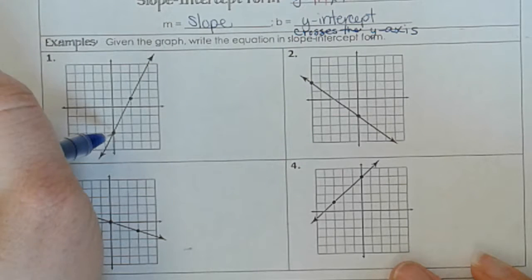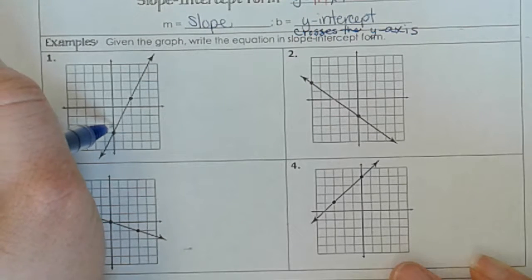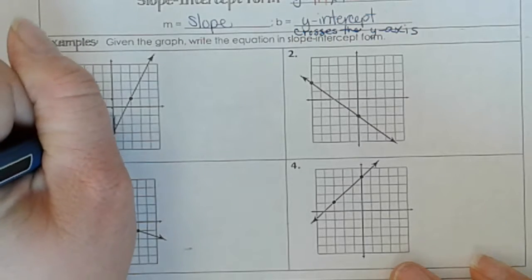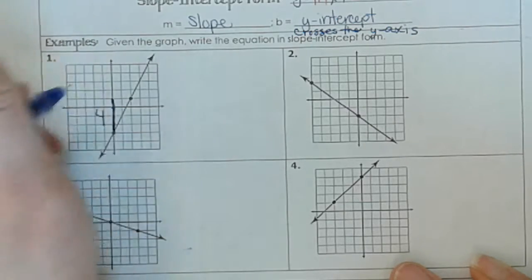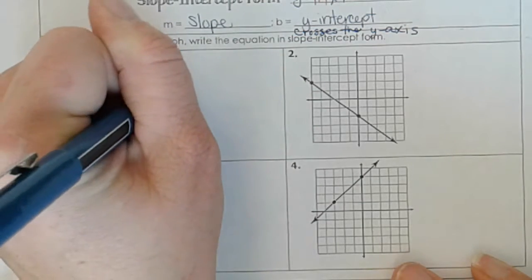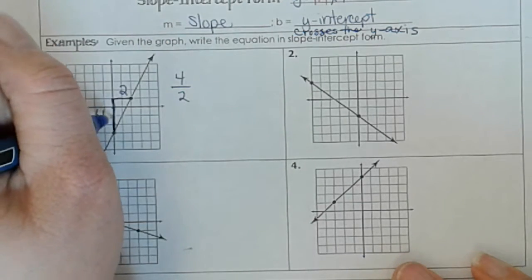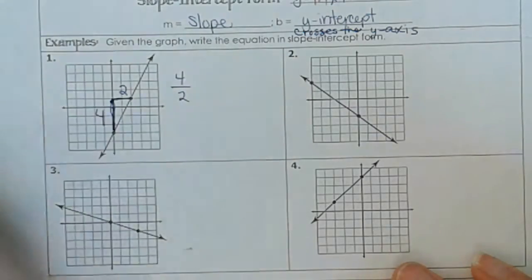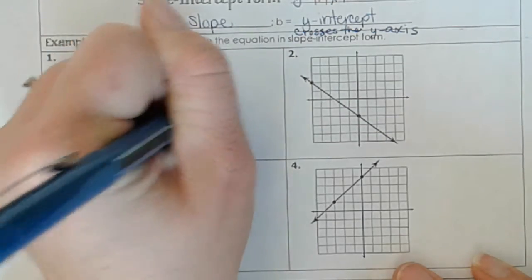So here we have a line. We're going to count how far it went. We can go 1, 2, 3, 4. So our rise for this line is 4, and it went over 2. So the rise over run would be 4 over 2. And again, this went positive 4 and positive 2. That's 4 over 2. Well, 4 divided by 2 is 2.